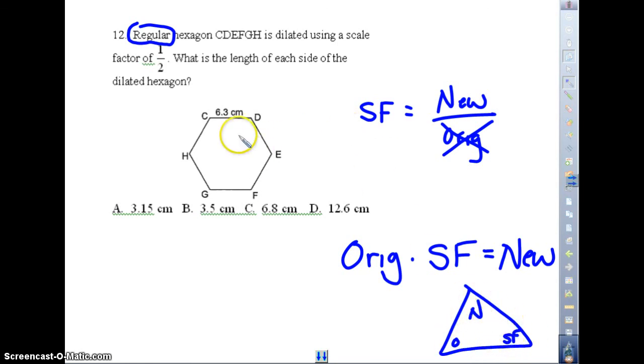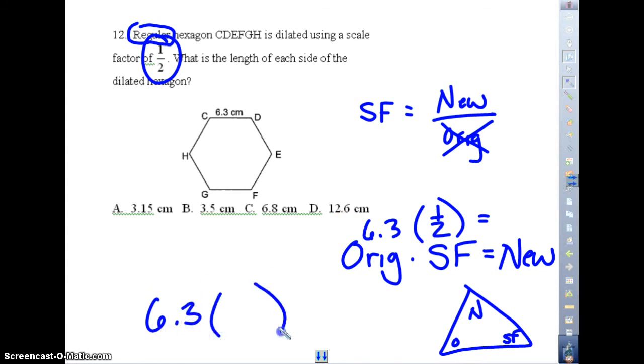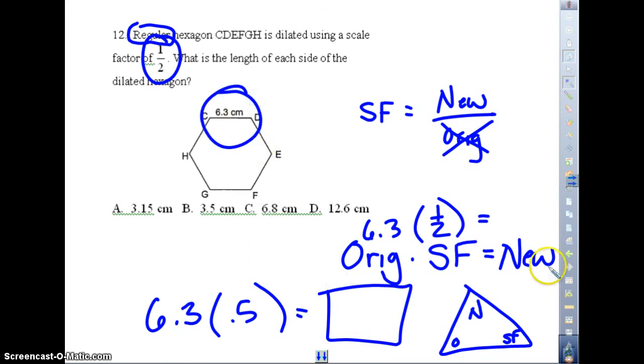Well, my original is 6.3. My scale factor is 1/2, so I'm going to take 6.3 and multiply by 1/2. That's going to give me my new length. I know what you guys are probably going to want to do. You're going to want to take 6.3 and not multiply by 1/2. You're going to want to change it to 0.5. Yep, that's how you're going to get your answer. Scale factor is a number you multiply to change your original lengths into your new lengths. And this gets you halfway through review number 2.